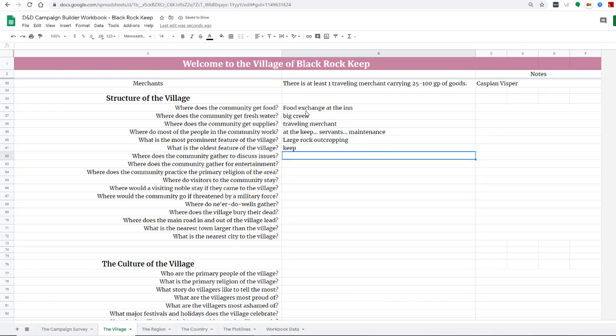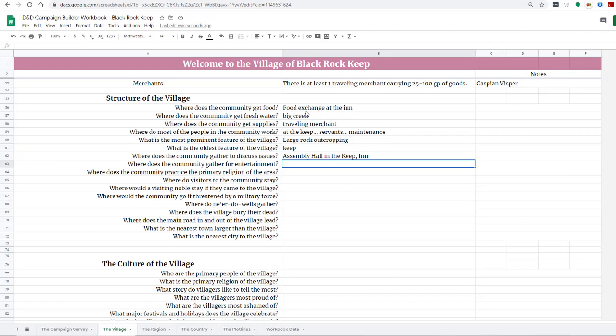Where does the community gather to discuss issues? This is going to be two different locations. We're going to have an assembly hall in the keep, but they're also going to gather at the inn. So there's two locations that are kind of the official places.